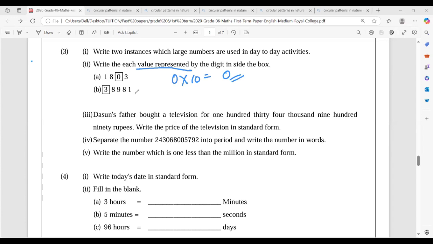For the second part, if you take the place value, so units or ones, here tens, here hundreds, thousands, and 10,000. So here the value is 3 into 10,000, because it is the 10,000 place. So it is going to be 30,000. The value represented by 3 is 30,000.